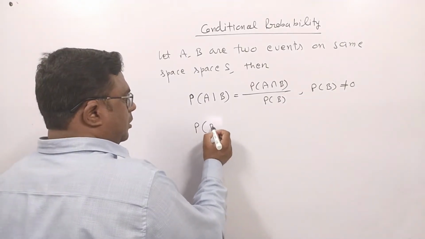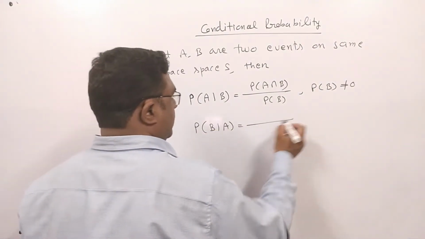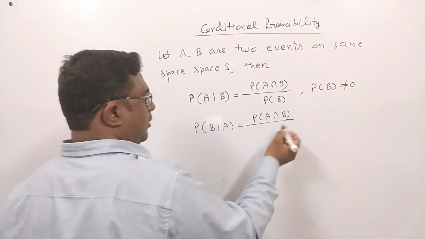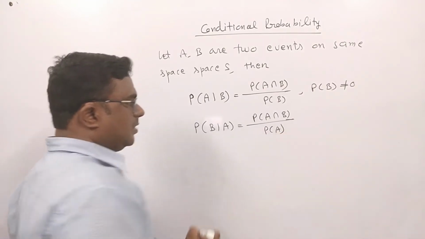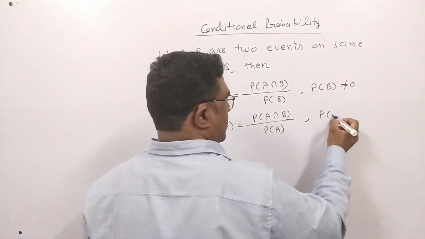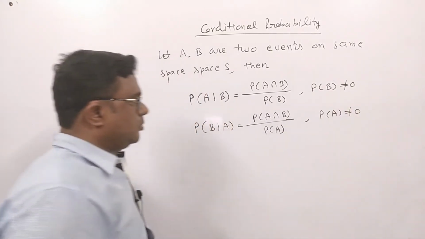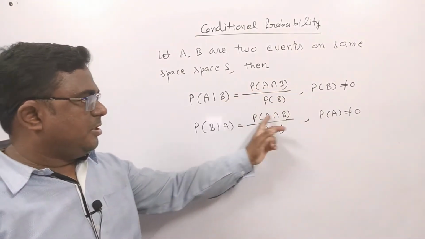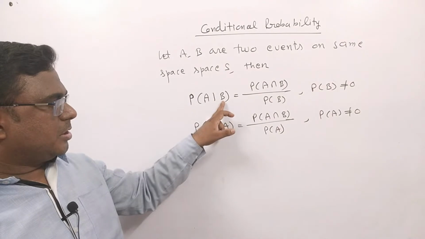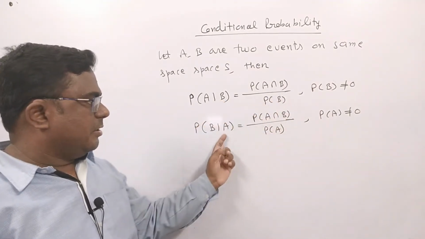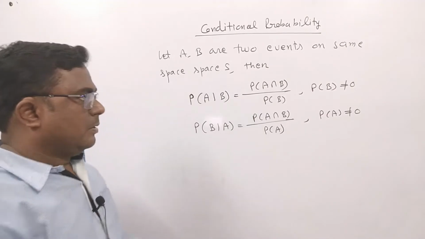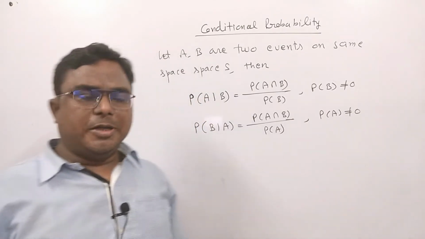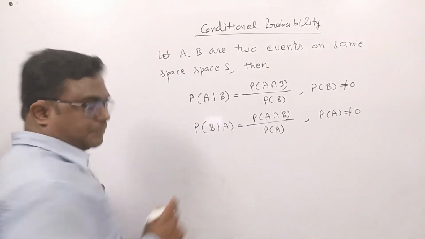If you want to write the formula of P B upon A, then what will happen? In that situation, the numerator will not change, it will be the same, but the denominator will change. And obviously P A is not equal to 0. So you see students, in both of these formulas the numerator is the same, P A intersection B, but in the first case the denominator was P B and in the second case the denominator was P A. So this is the formula which we use for finding the value of any conditional probability. Now we will see its properties.